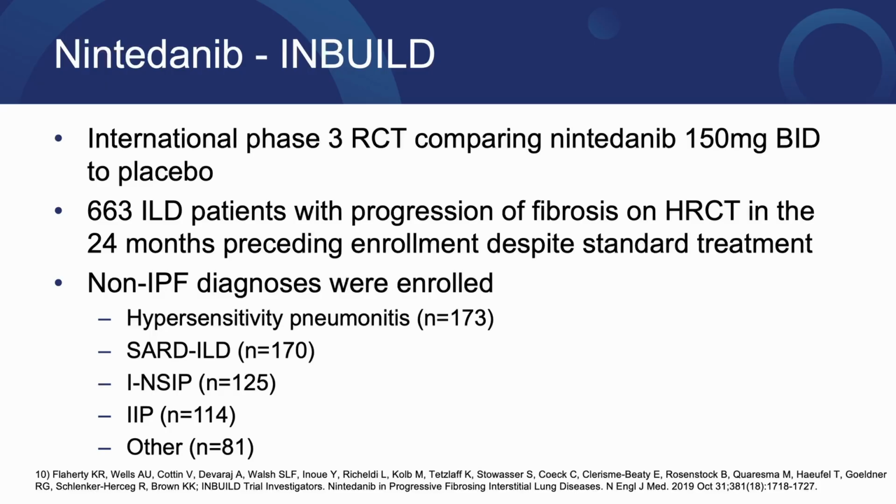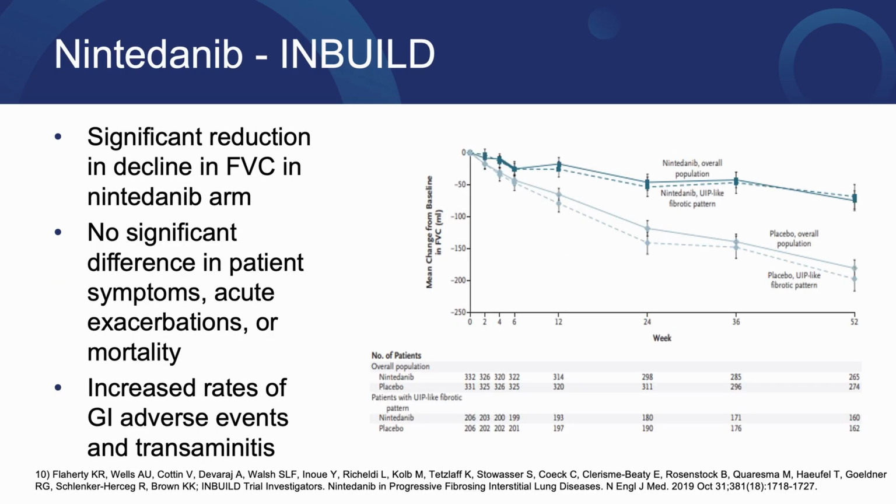So they looked at these patients that had non-IPF diagnosis that were enrolled in this trial, and this is the breakdown of who was in the trial that did not have IPF. So this was a great study for us to see the patients that we were hoping to start treating with antifibrotic therapies that did not fall in that IPF arm. They did show significant reduction in decline of FVC in these patients.